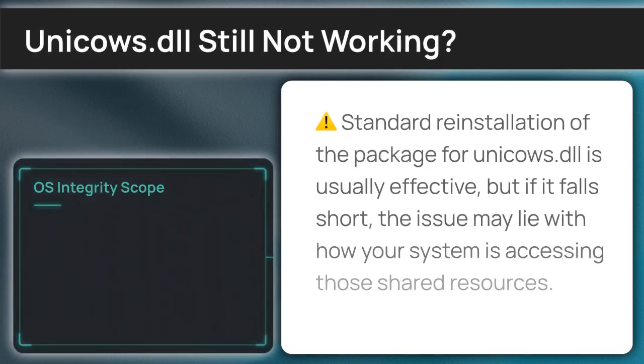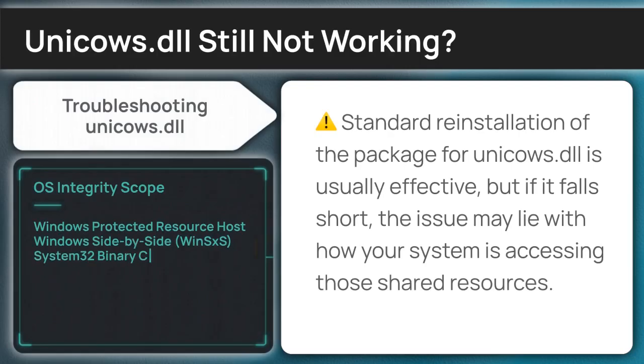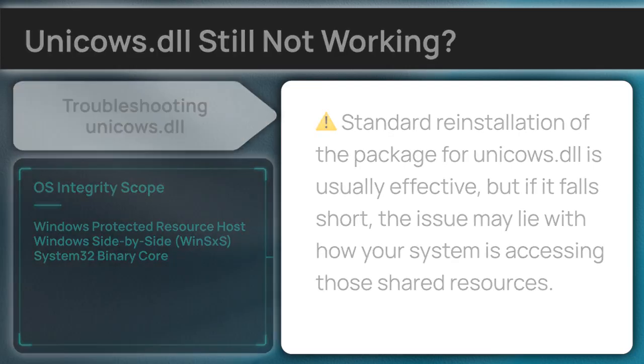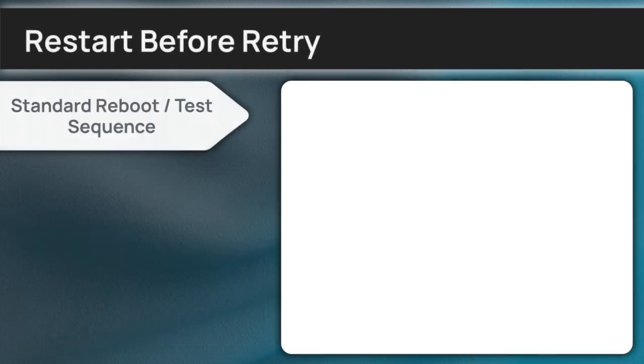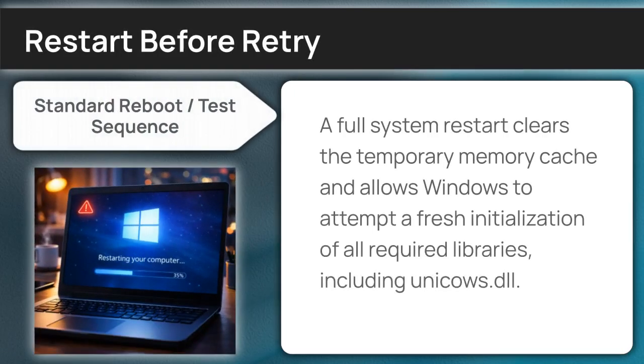When the primary installation path fails, a more surgical approach to checking your system's environmental variables is required. A full system restart clears the temporary memory cache and allows Windows to attempt a fresh initialization of all required libraries, including Unicows Library.